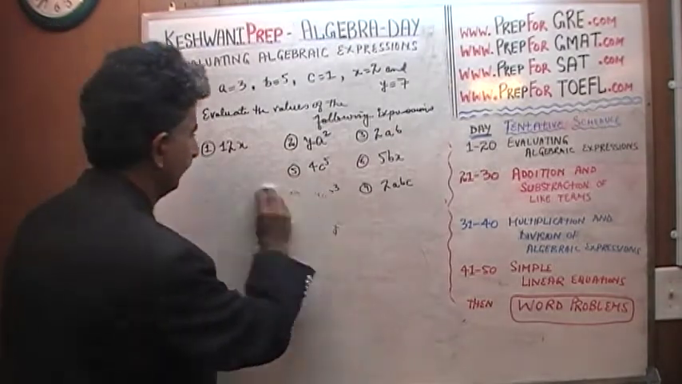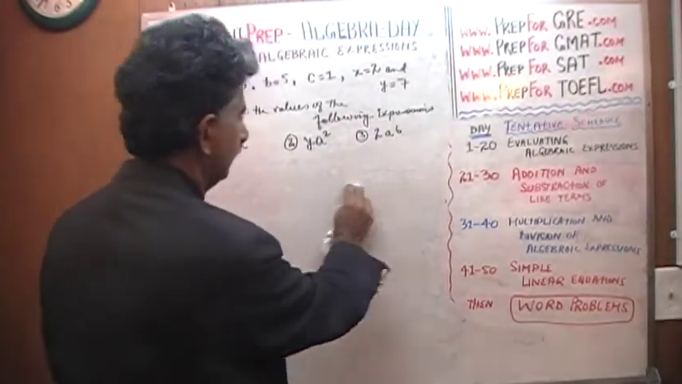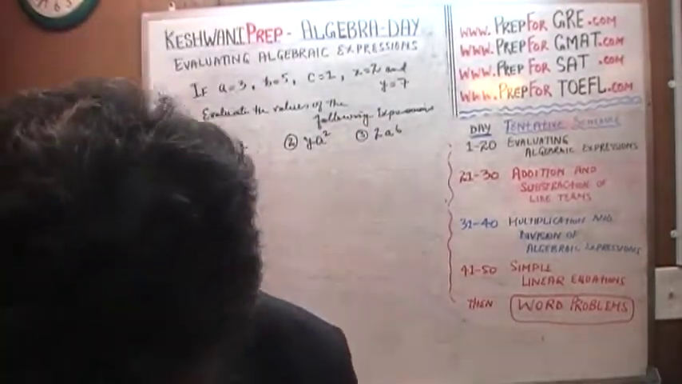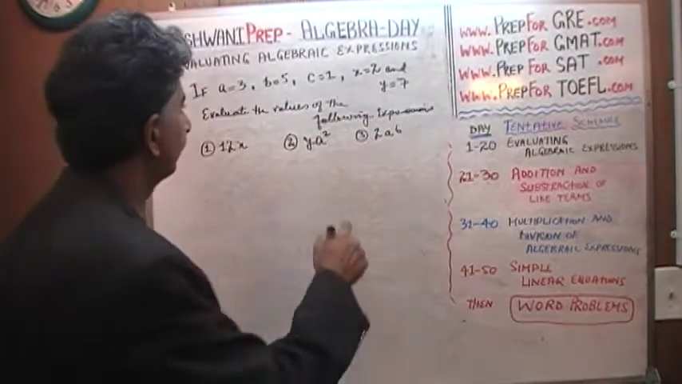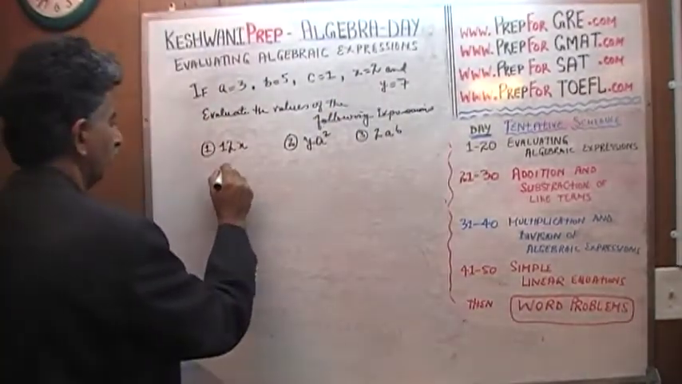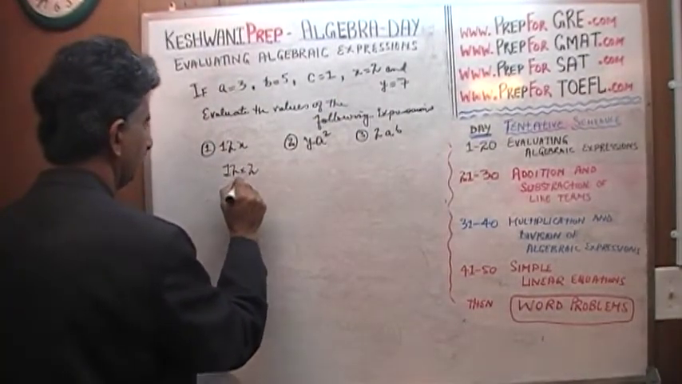Number 1. 12x, and we know that x is 2, so that's very simple. 12x is just 12 times 2, which is 24.